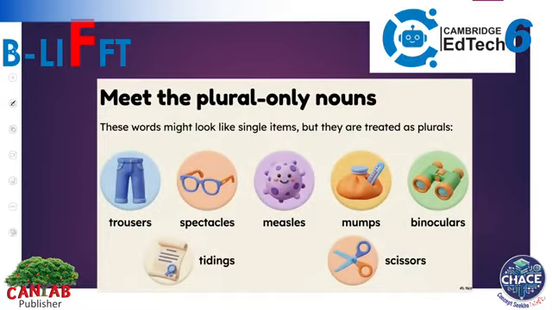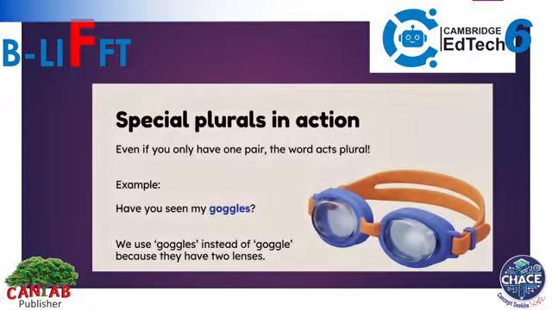Meet the plural-only nouns. There are some nouns which are always used as plural. Although they look singular, these words might look like a single item, but they are treated as plural. For example, trousers, spectacles, measles, mumps, scissors, and so on.